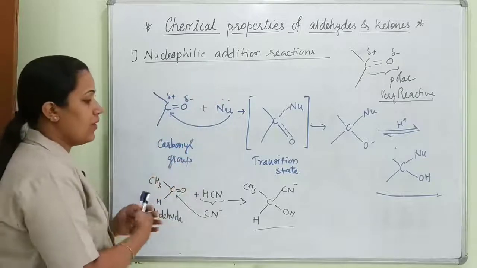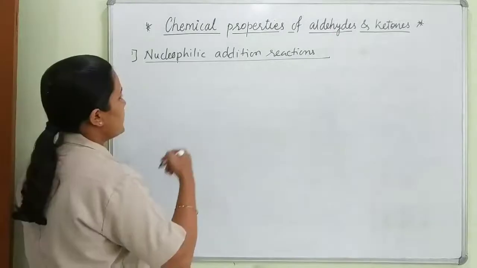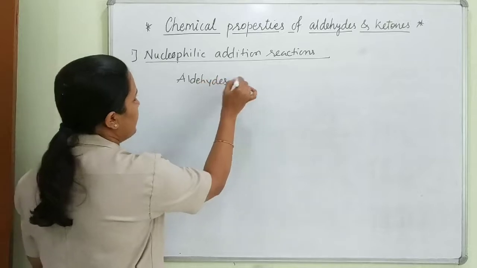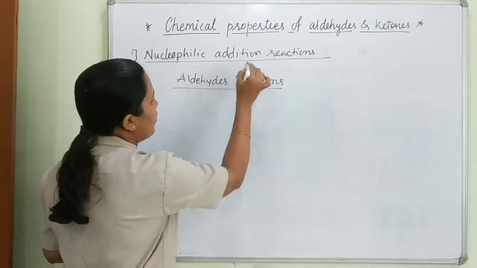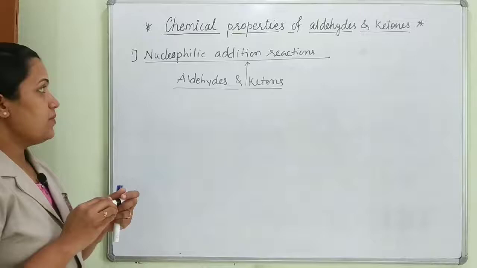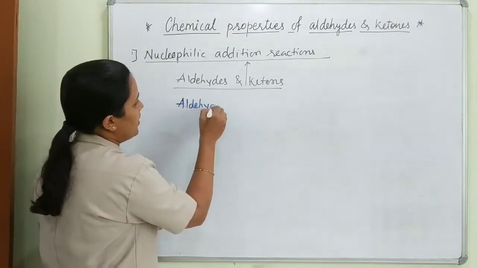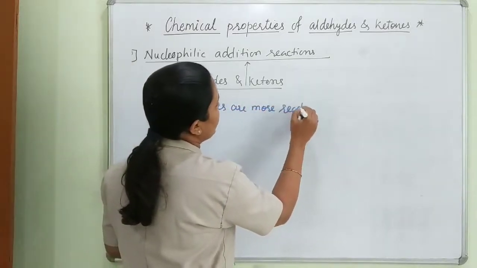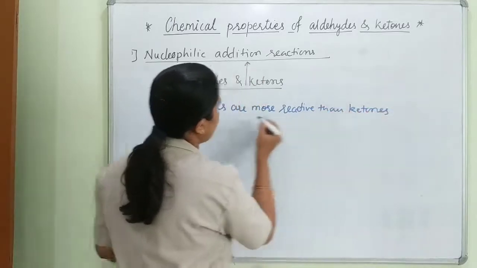We are going to add the nucleophile to the carbonyl compound. I hope you understood this. Let's see, as we have aldehydes and ketones, which of them can easily undergo nucleophilic addition reactions. So let me tell you that aldehydes are more reactive than ketones.